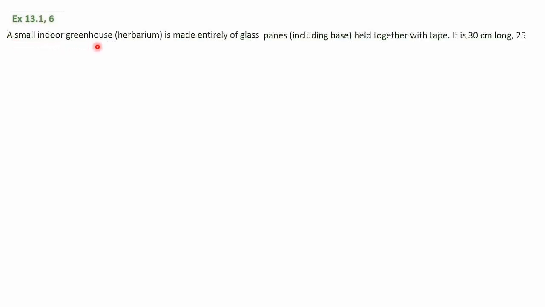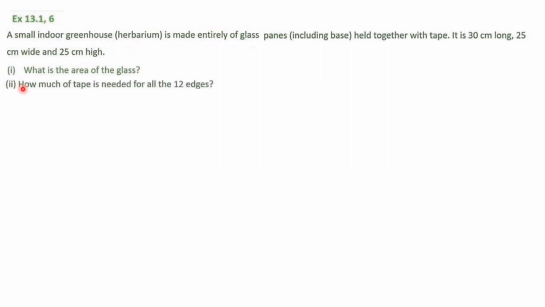A small indoor greenhouse, that is herbarium, is made entirely of glass planes, including the base, held together with tape. It is 30 cm long, 25 cm wide and 25 cm high. By seeing the dimensions itself, it is quite clear the shape is a cuboid. Length, breadth and height are given. There are two questions. The first one is what is the area of the glass, and the second one is how much tape is needed for all the 12 edges.